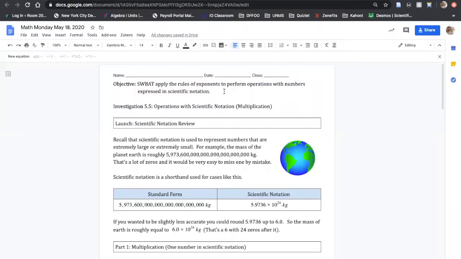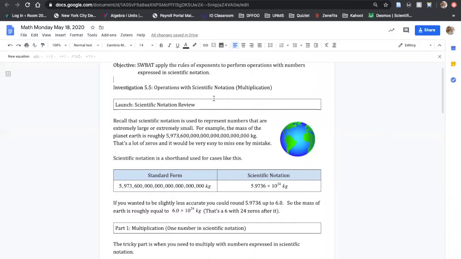So our objective for today is that students will be able to apply the rules of exponents to perform operations with numbers expressed in scientific notation. So that work that we were doing last week with exponents is going to come in handy today once we start actually multiplying numbers that are written in scientific notation.